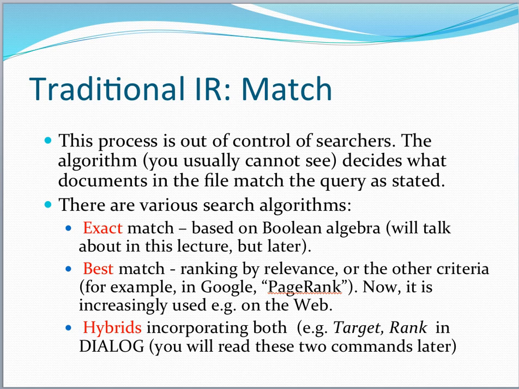There are various search algorithms. For example, exact match based on Boolean algebra. We already talked about that. We're not going to talk about it later. Best match is ranking by relevance or other criteria. That's what they do in Google, for example. And hybrid incorporated both. You will read those comments later. Okay, we'll see those comments later.